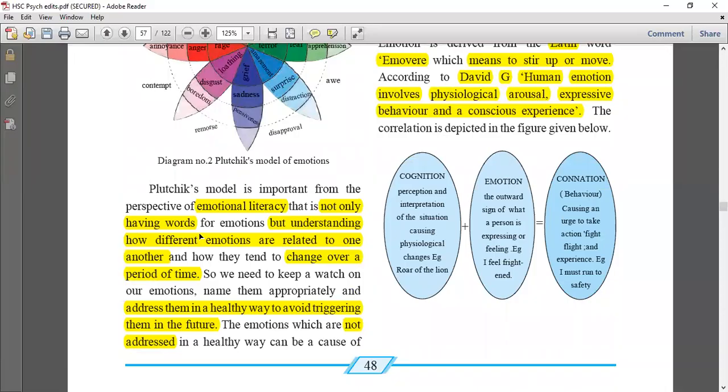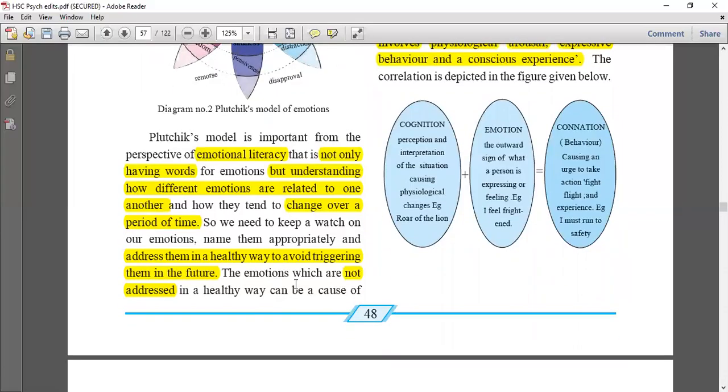You know how many emotions are there? It's a fun fact. Any idea of how many emotions in the world? No? 7,000. I had a book called Emotions. So there are so many emotions, so we need to have this kind of literacy. This is a very old book that I had. In fact, one of these James Lang guys wrote it. So emotional literacy is not just having words, but also understanding how different emotions are related to each other.